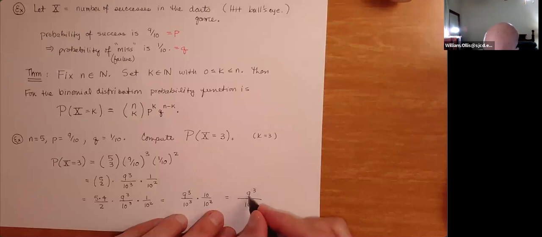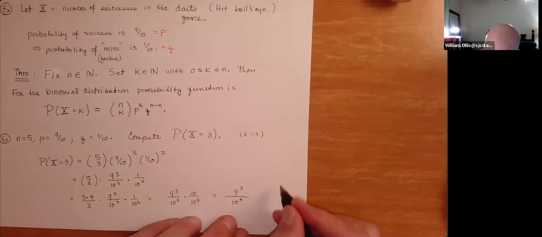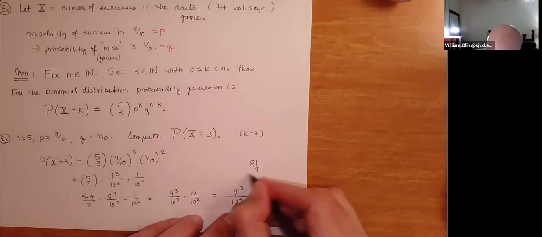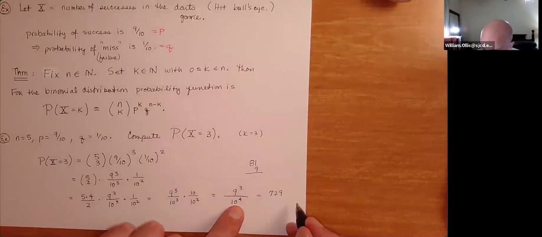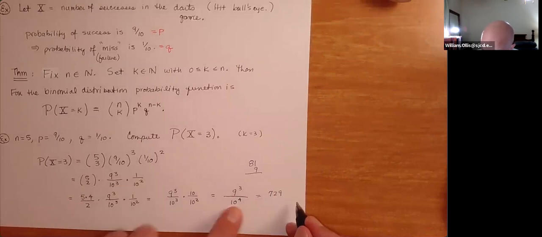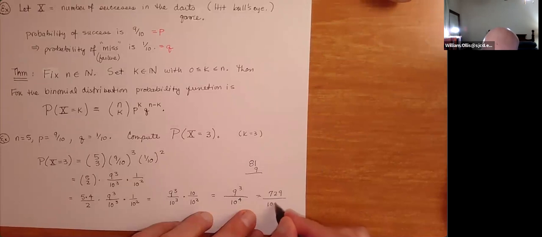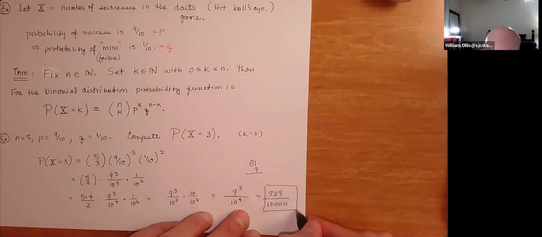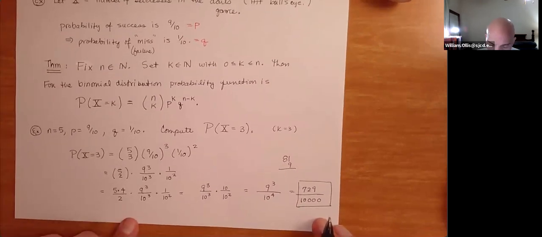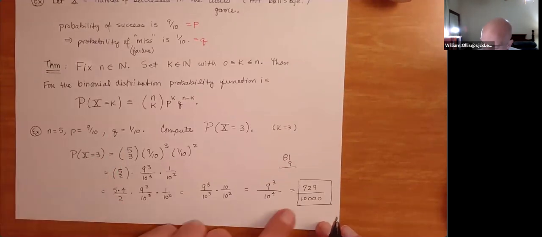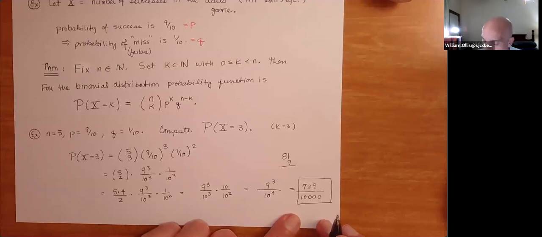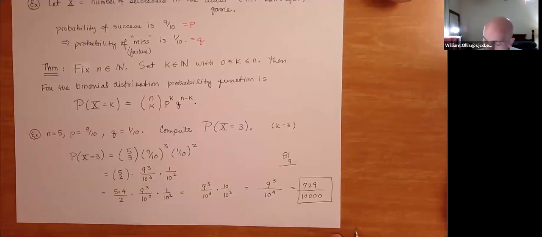And now, of course, 81 times 9 gives us 729. And then, of course, here we've got 10,000. So with this particular setup here, with these types of distributions, the probability of 3 successes will be 729 divided by 10,000. And now here's something I want you to do for fun.